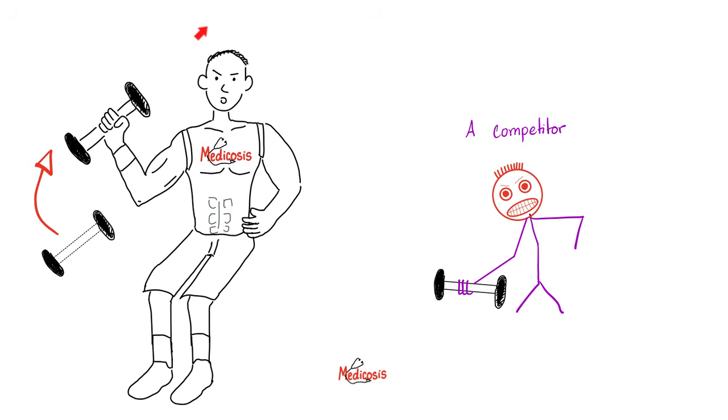Now here are two stories, the story of Medicosis and the story of a competitor to Medicosis. Look at me, look at my shredded physique. I look like an ancient Egyptian god. Of course I'll be able to lift up this dumbbell, but look at my competitor. He just can't get it up.